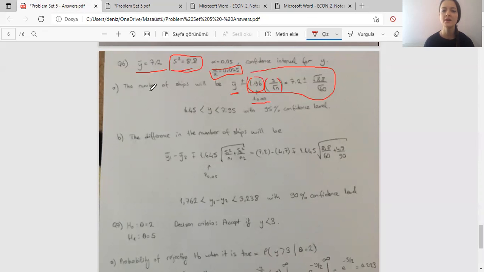And then we have found the number of ships, the true parameter, true mean, is going to be between 7.2 minus this thing and 7.2 plus this thing. Okay, so we are just constructing the confidence interval as this, and we can say that I am 95% confident that the average number of ships will be between these values.